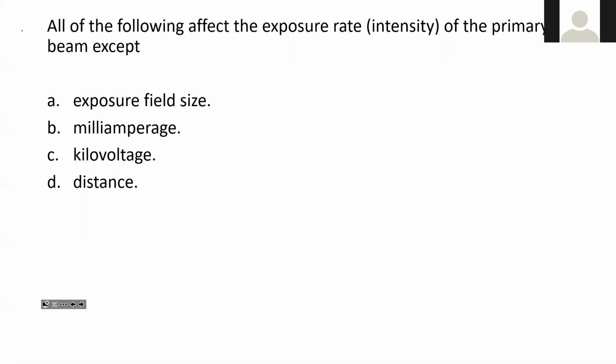All of the following, except, affect exposure rate or intensity of the primary beam. Okay, so we're talking about the number of photons in the primary beam. If I change my exposure field size, does it have an effect? Because we're allowing more photons out of the tube. Milliamperes, okay? If I change my mA, it's changing my mAs. Will that change the intensity of the primary beam? Certainly. Kilovoltage, same thing. Distance. Here again, keywords right there.